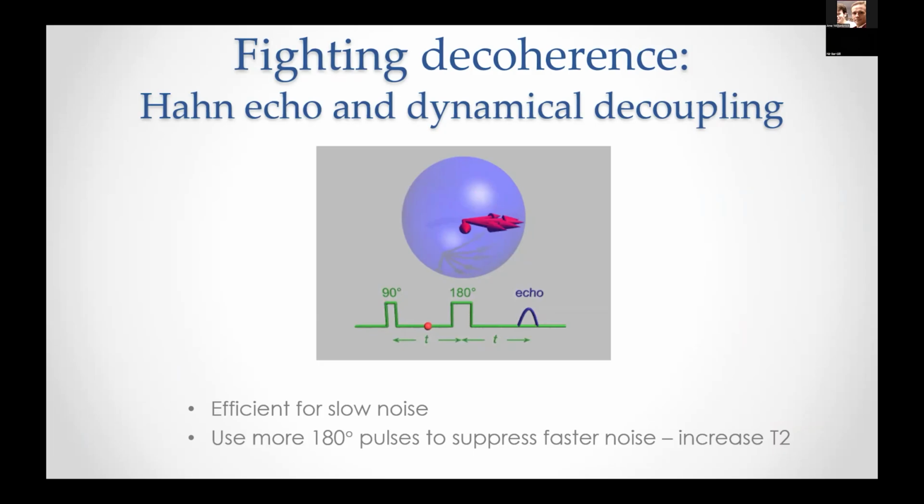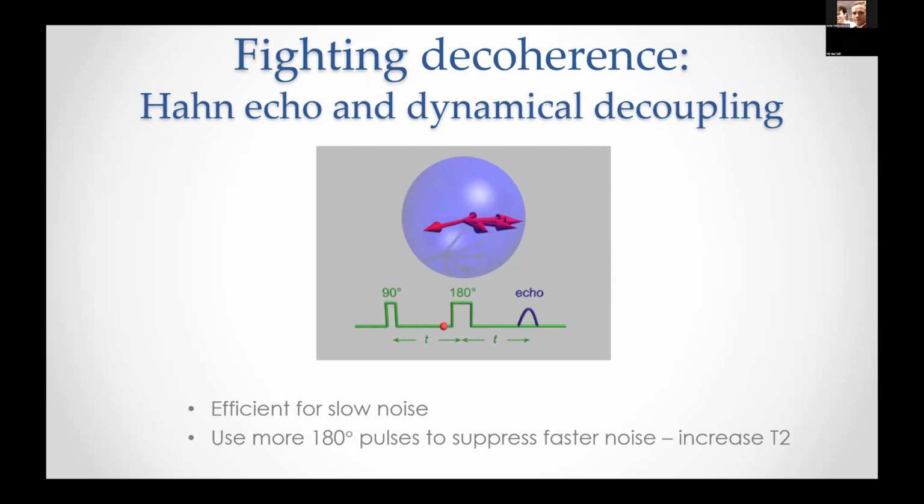Otherwise, if the noise is not static, if it's changing between these two parts of the sequence, we will not get a perfect echo. And of course, this is something that other people have realized as well, and they've extended this concept of the Hahn echo to say, well, if we can put in a pi pulse, why not put in 2 pi pulses, or 4, or a million?